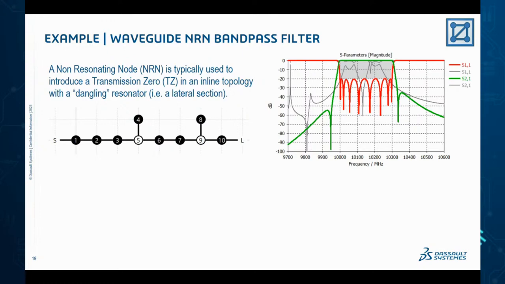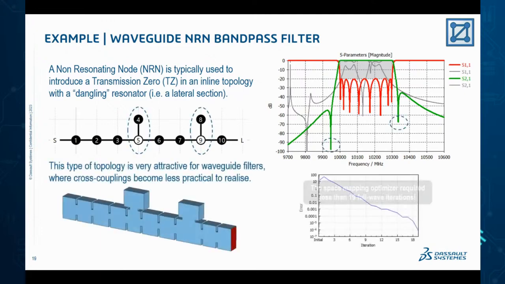So you can see here that we have these transmission zeros, which are typically produced when we have cross coupling between the elements. And this kind of topology here is very attractive in waveguide filters, where it might be impractical to do those cross couplings, right? And with the space mapping optimization, again, we get a very nice convergence of our optimization in only 19 full wave iterations.